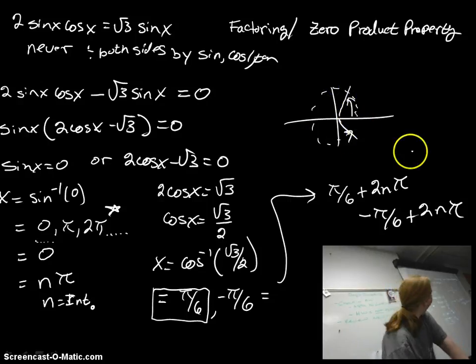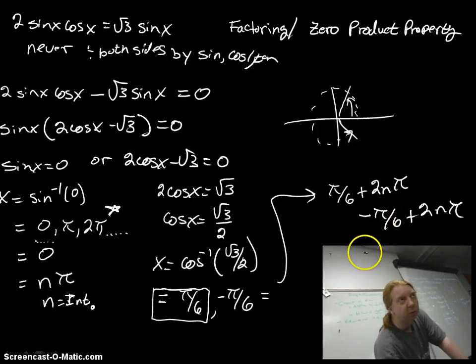Going all the way around. So instead of negative pi sixths, you could write 11 pi sixths. But that doesn't work because it has to be between negative pi halves and pi halves. That's okay though.